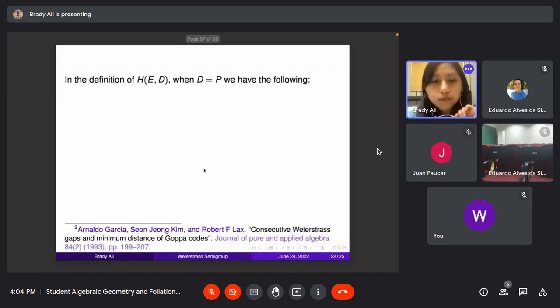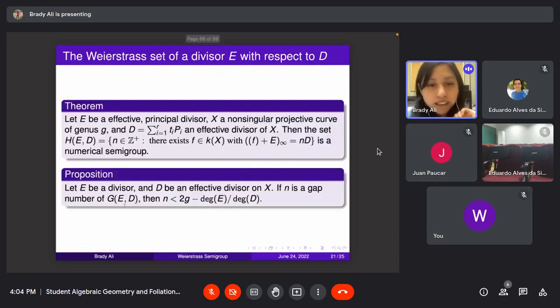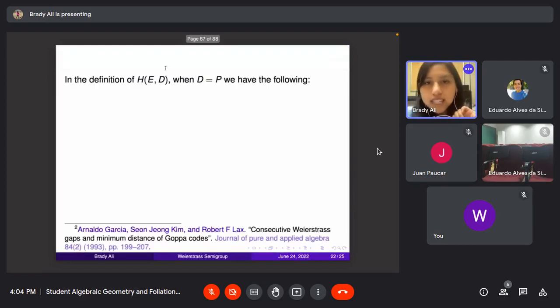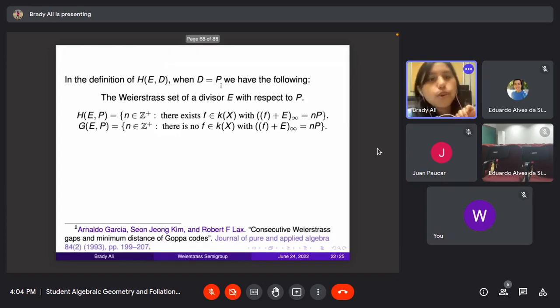And so for this case, when we had a divisor D, we were not able to find the cardinality of this set, but when we have D equal to a point P, in this case, we were able to find the cardinality of this set. So when D is equal to P, we will have this definition. It's just replacing D with P.